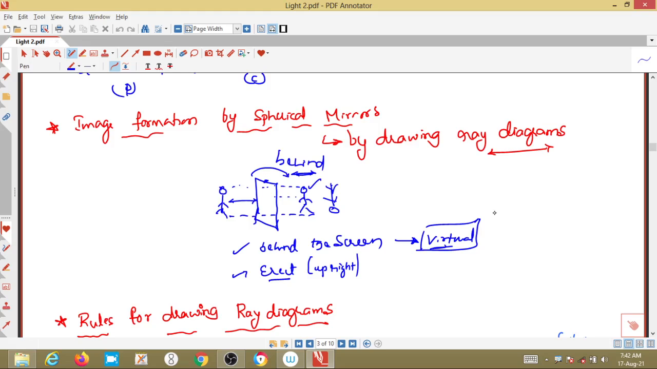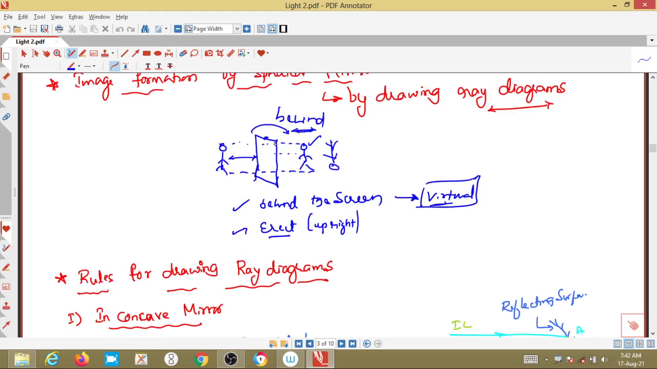This is also what I explained in the previous class. Image formation I have started. In order to draw the image formation, there are certain rules we have to follow while drawing, which we call ray diagrams. We understood that in the last class. If you have not seen that video, or if you forget something, just go through that video once before starting this one.